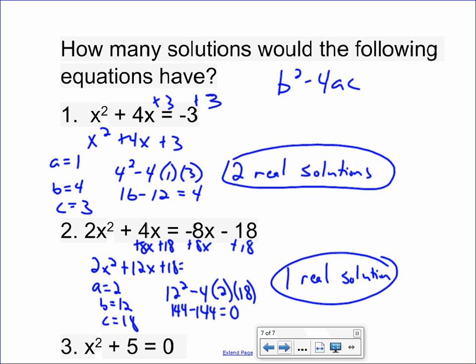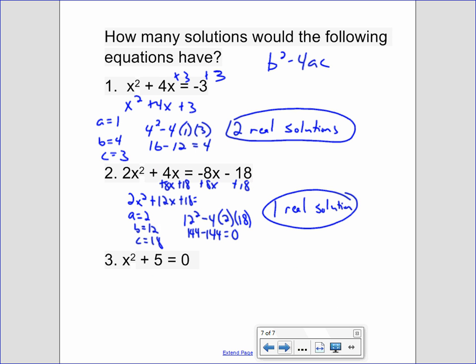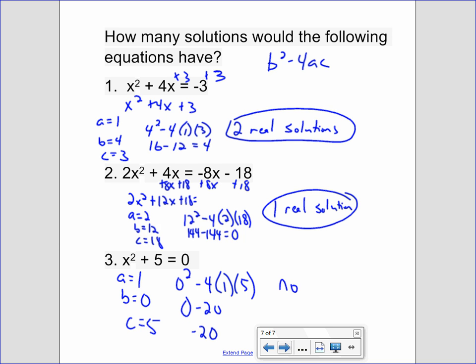Okay, and then this last one, I'd say that a is 1, b is 0 in this case, and c is 5. So b squared would be 0 squared minus 4 times 1 times 5. So we got 0 minus 20, which is negative 20. So if it's negative, we say that there is no real solution.